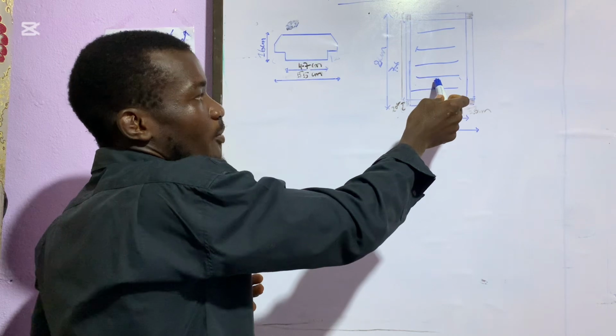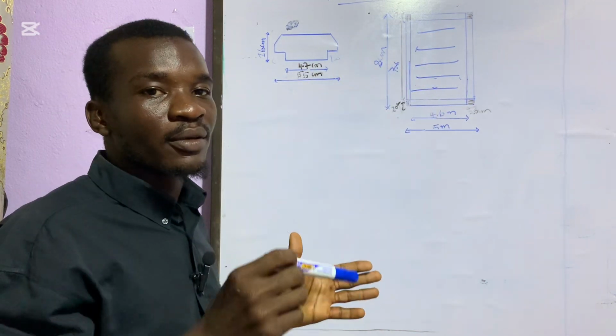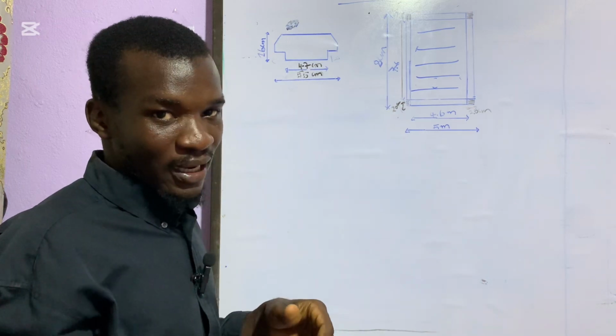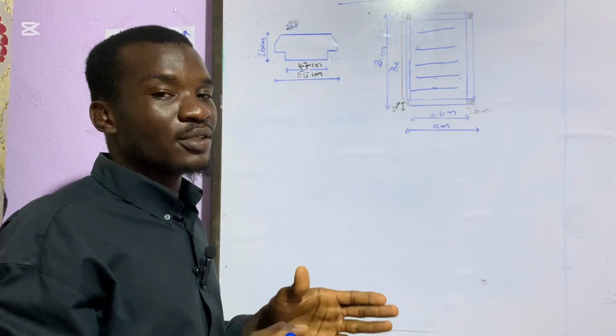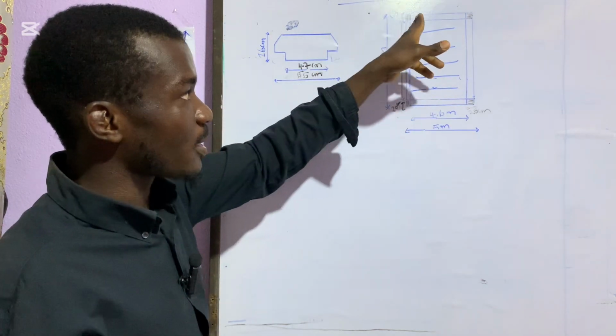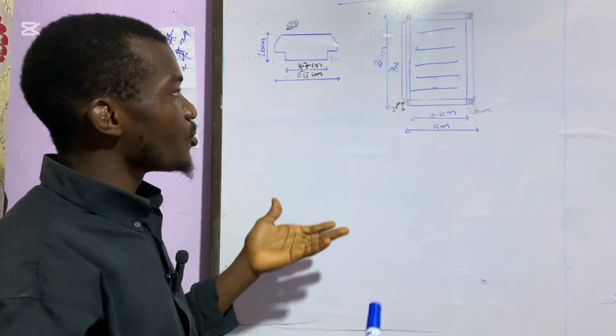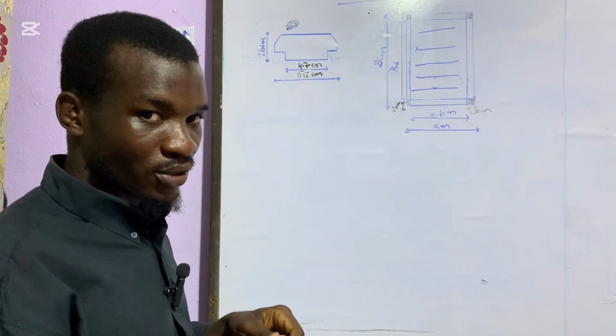The rib-beam are oriented this way because they are following the short span. That's why they are looking this way, because this is the long span and this is the short span. So they are oriented along the short span. So how do you get the number of rib-beam? That's the question of our video.